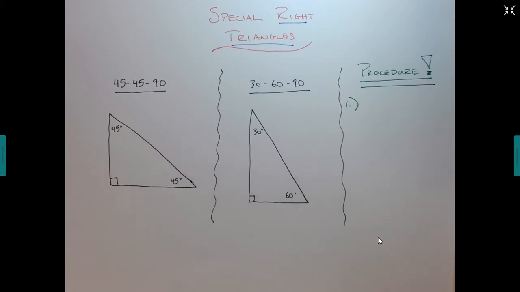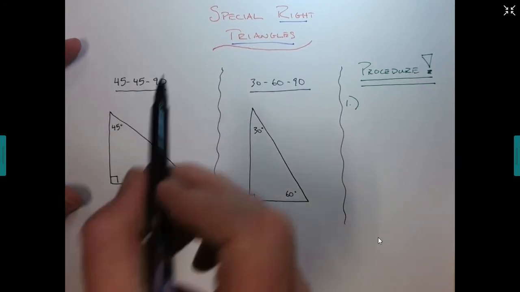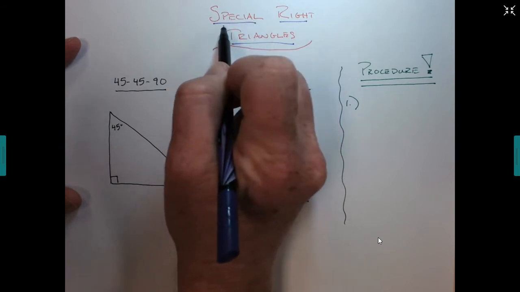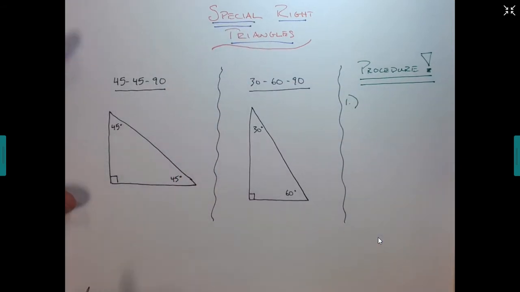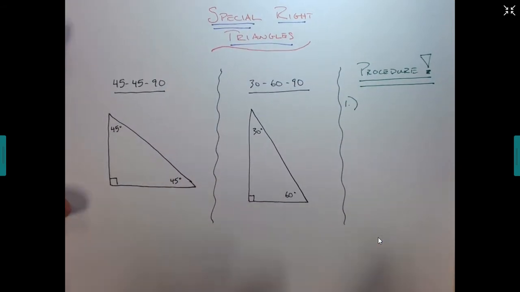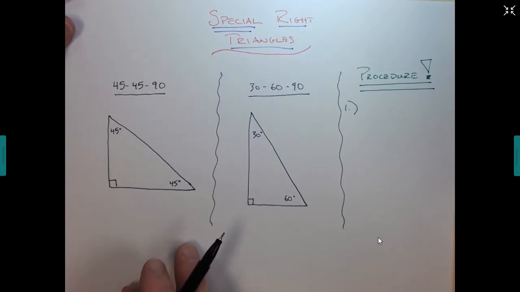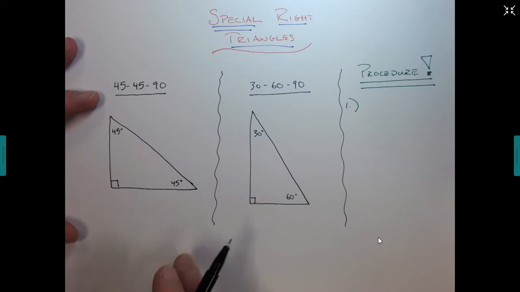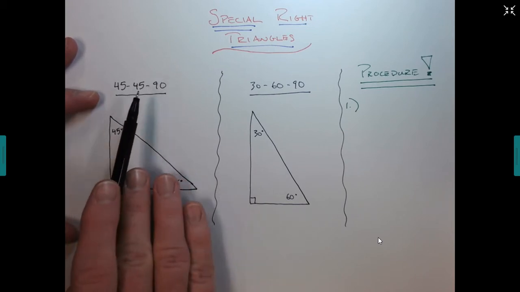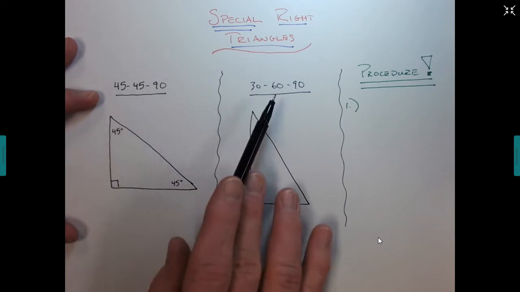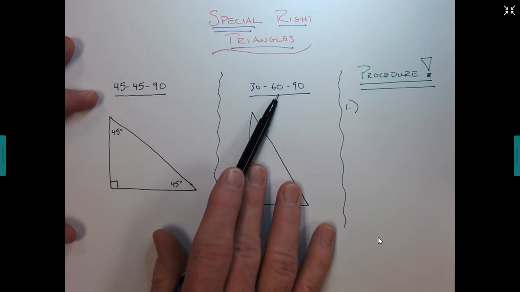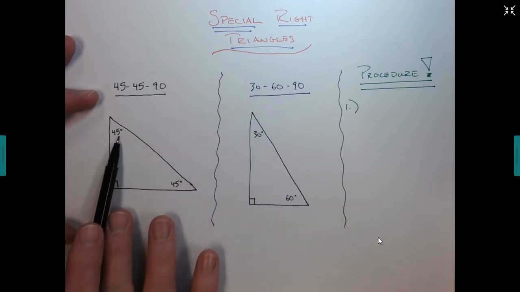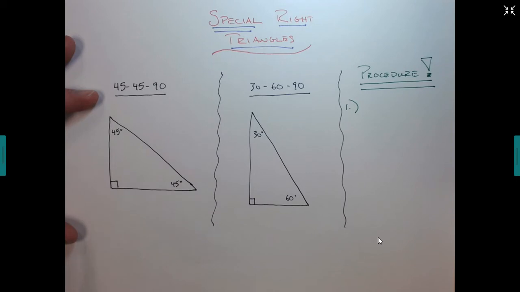The reason these triangles, and there's only 2 of them, are special is I only need to know one of the sides, and I can find the other 2. And that certainly is a bit more special than the Pythagorean theorem. All right, so there's only 2 triangles. One of them is called a 45, 45, 90 triangle, and the other one is a 30, 60, 90 triangle. Those crazy numbers refer to the degree measures inside each triangle.